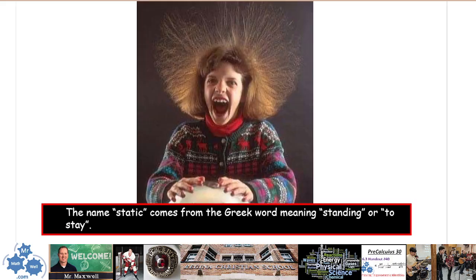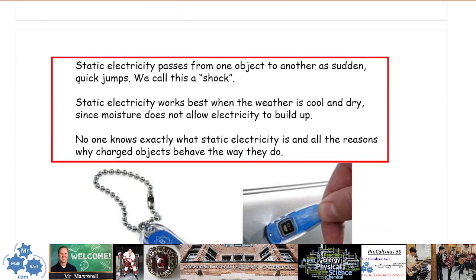Well, the name static comes from the Greek word meaning standing or to stay. And we still use that word a lot in science and math and engineering and things like that. Something that is static is stationary or standing still, more or less. Dynamic would be the Greek word dunamos, but dynamic would be movement. It's moving. Static means it's staying the same. Static versus dynamic. All right.